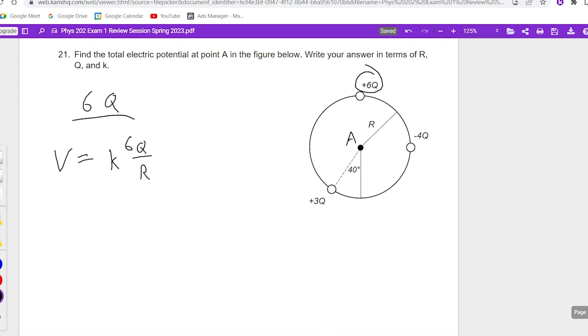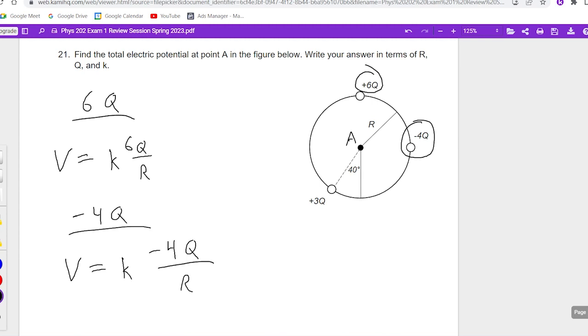Next potential we'll do is the -4 coulombs. That points to the right. So for the -4 coulomb charge, we cannot ignore the negative. We cannot ignore the negative. V equals K times Q, which is -4Q, over R. That distance is the same. It's still R. And that's it.